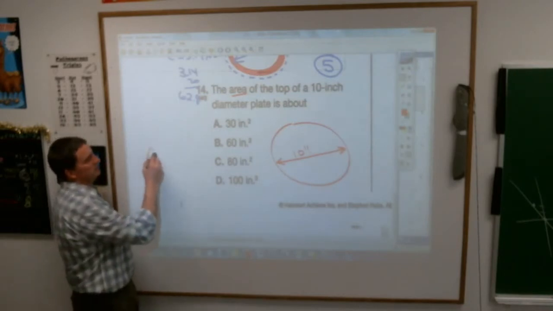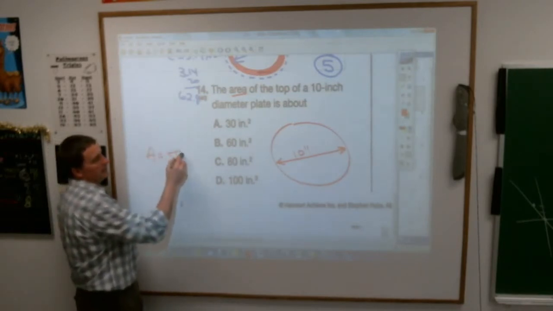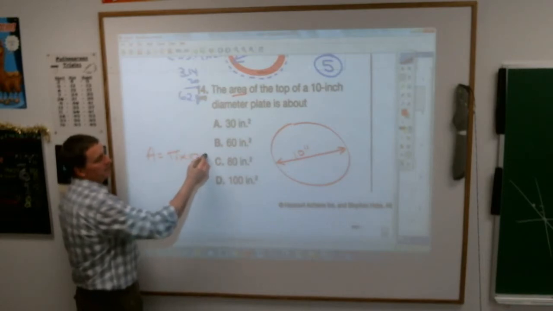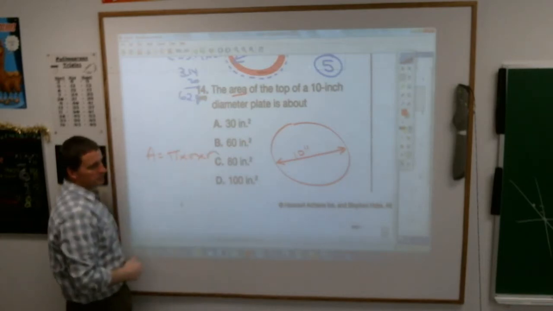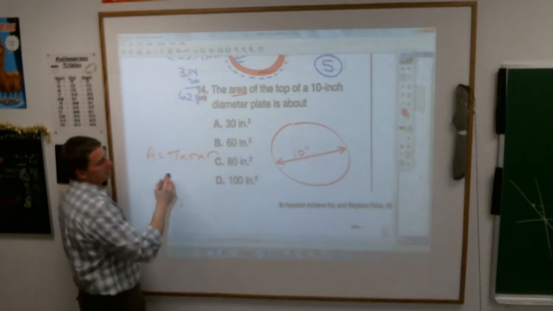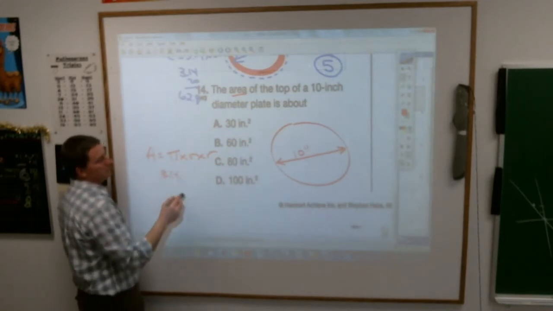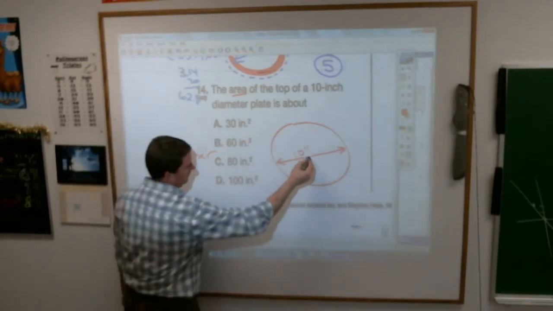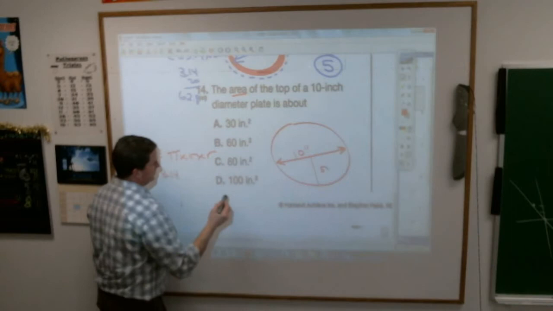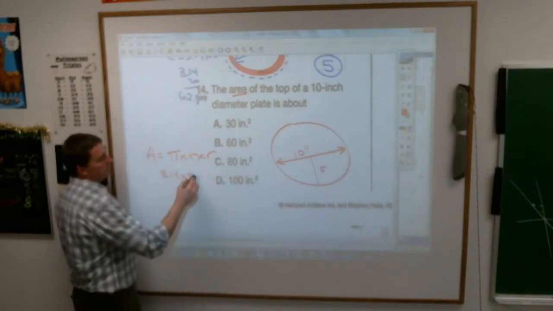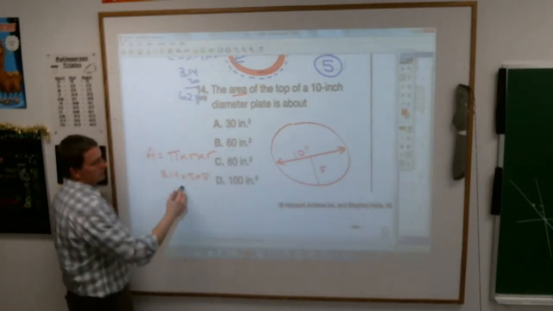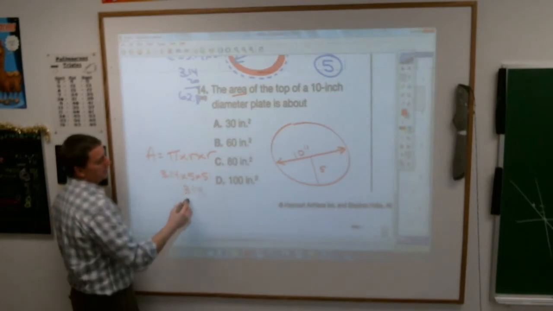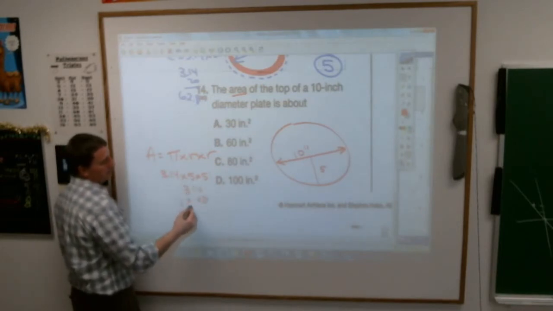Area is what? Pi times radius times radius. That's what I put in my notes. Pi is 3.14, and what's the radius? 5, because this is the diameter, radius is half of it. So I'm going to take 3.14 times 5 times 5, which is 3.14 times 25.